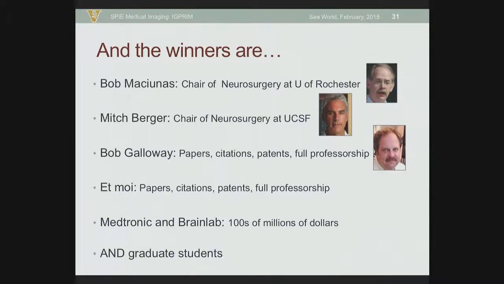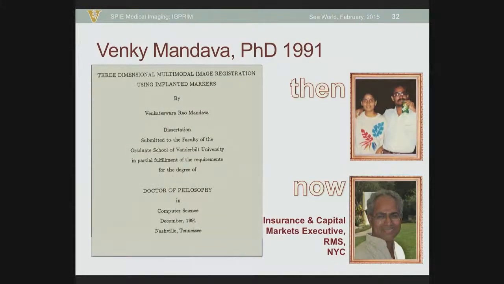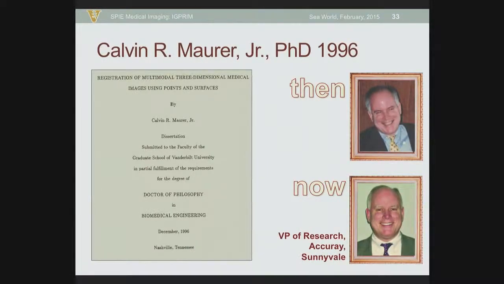Bob's graduate students did well. I know more about mine. Here's mine. This was the first guy. He wrote the first 50,000-line code that SAIC redid. He's drinking a Sprite there. He is not a drinking man. Here he is today at RMS. They specialize in big error. They estimate errors for things like tsunamis and damage and stuff like that. Doing very well. Here's Calvin Maurer. A number of you know him with his 1,000-watt smile. He's still in the same business, VP of research at Accuray in Sunnyvale.